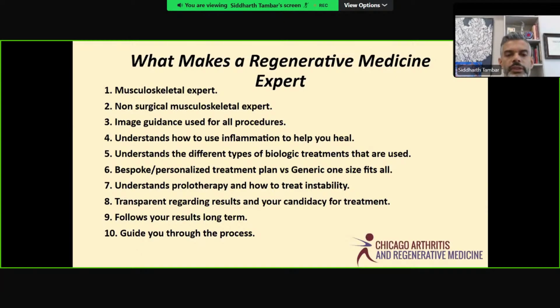They have to offer you a personalized approach rather than a one-size generic approach. They need to understand that concept of prolotherapy and treating all those other structures around the joint to improve stability. They need to understand and be transparent about potential results and your candidacy for treatment. Are you a good, fair, or poor candidate? They need to be willing to follow your treatments long-term, not just doing a procedure and you never see them again. And they need to be able to guide you through the process and answer your questions. Because these treatments, they're not brand new, but they're still newish. I think it's common that people would have questions and need to be guided through the process. And your physician should be able to do that.